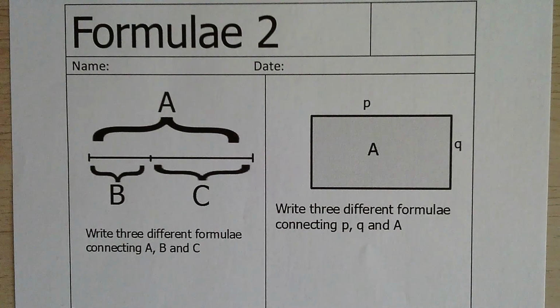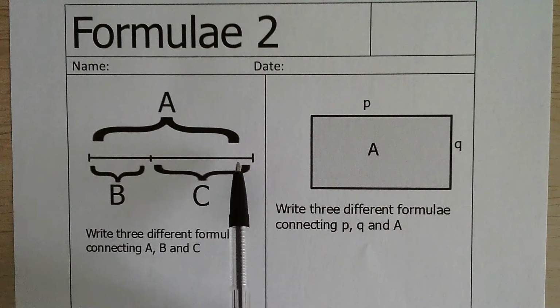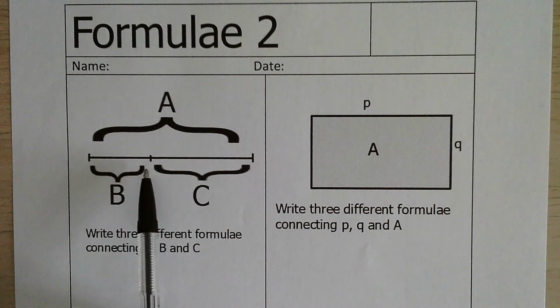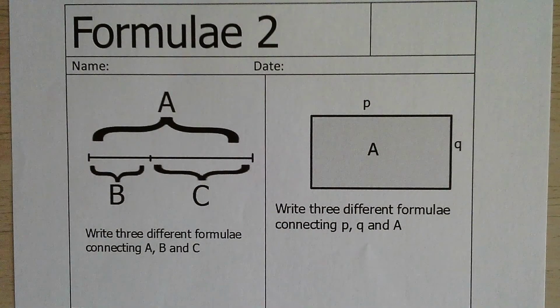Our first question today gives us a diagram with the length of A being the entire length of the line, length B being from the start of the line to this point here, and the length of C being the length of the line from this point here to the end of the line. Using this diagram, we need to write three different formulae that connect A, B and C together.